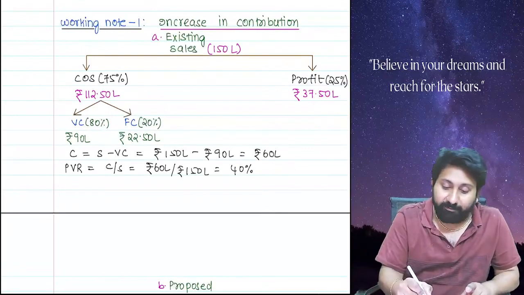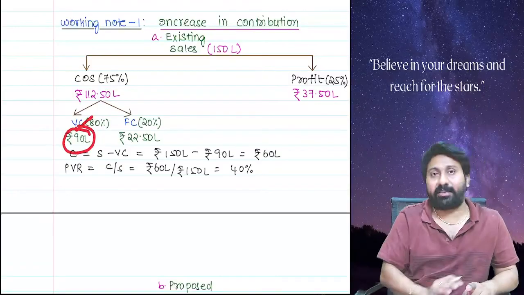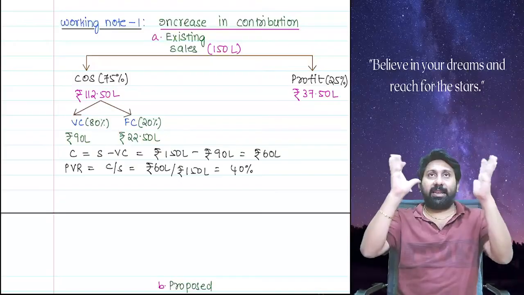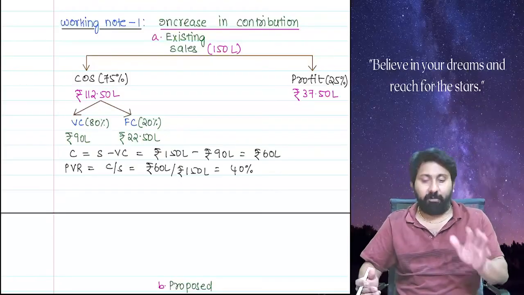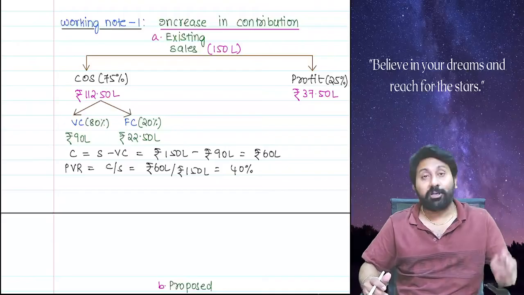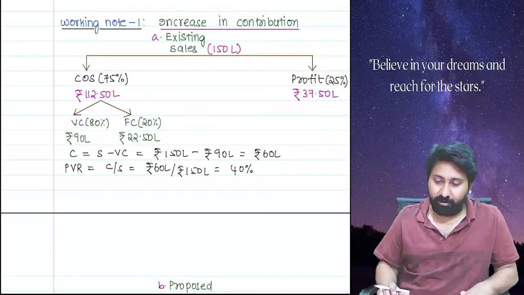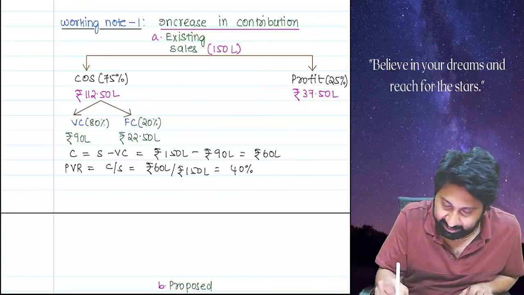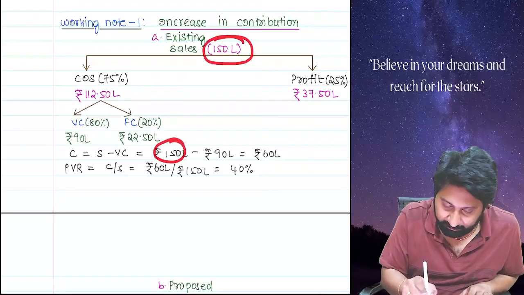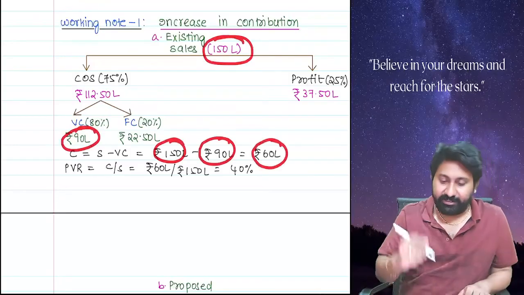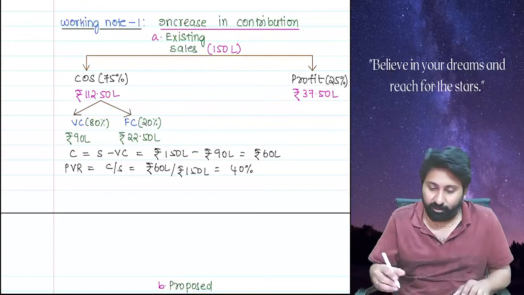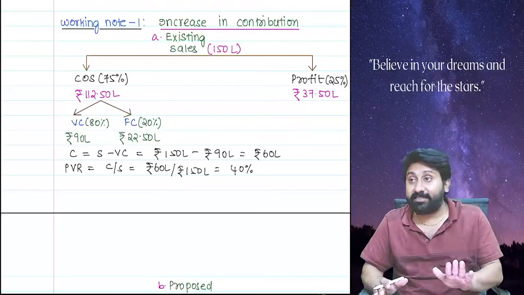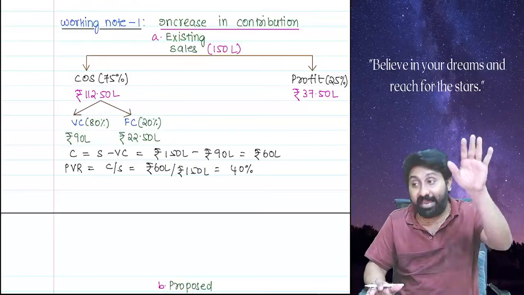In this 112.5, 80% being 90 lakhs is the variable cost, and 22.5 is the fixed cost. So tell me, sale 150, cost of sale 112.5, 90 variable cost, 22.5 fixed cost. How much is the contribution? Sales minus variable cost. What is the contribution? 60 lakh. If you want to calculate the PV ratio, 60 lakhs on 150 lakhs becomes 40%. This is the contribution under the existing policy.